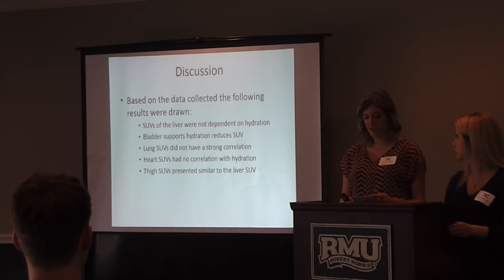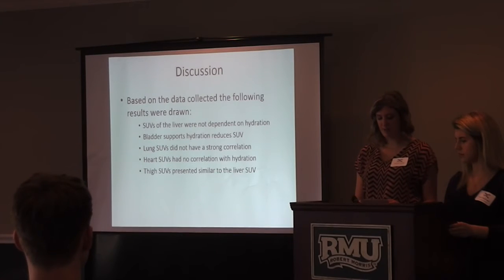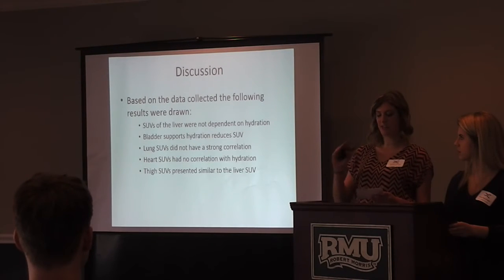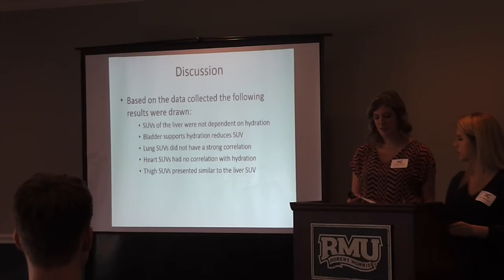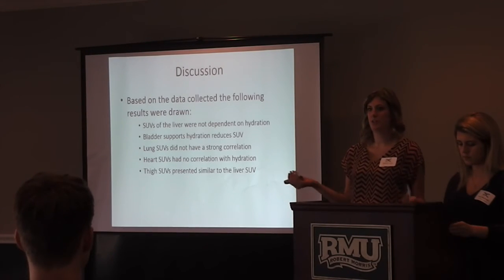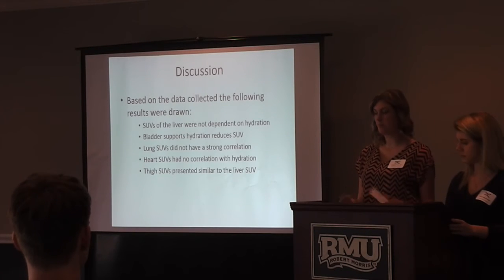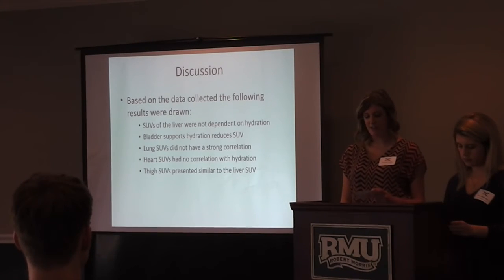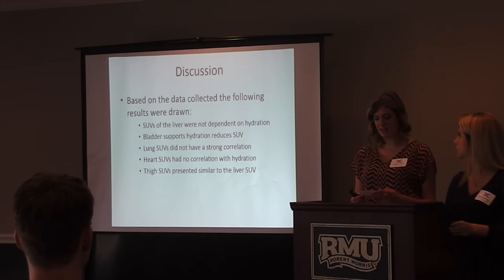There is also no correlation between increasing hydration and decreasing SUV of the heart. All of them were in proximity except for 3 outliers. They skewed the data for patients who drank 80 ounces. Their SUVs were a lot higher when we predicted that they probably would have been lower. The thigh presents similar data to the liver, in that hydration did not increase or decrease SUV in the thigh.